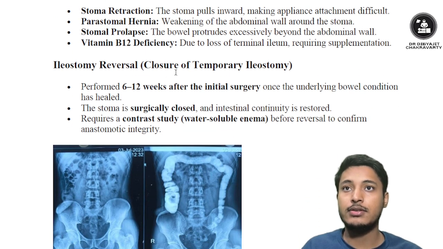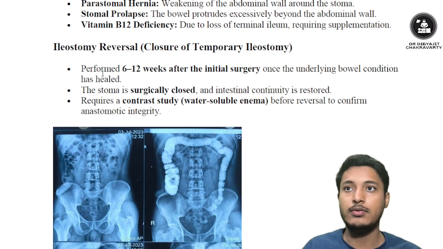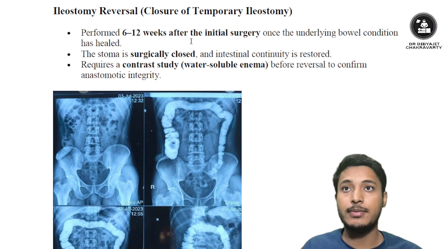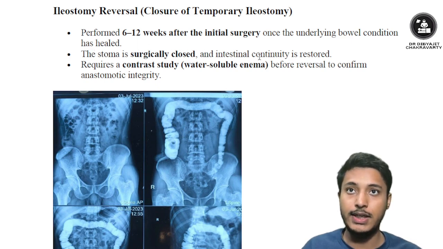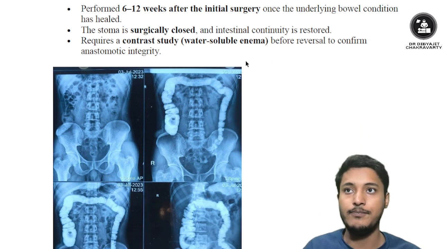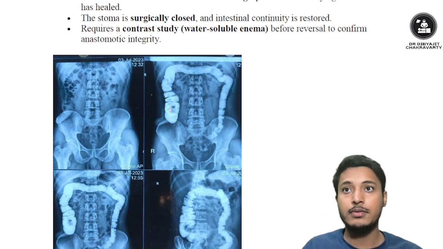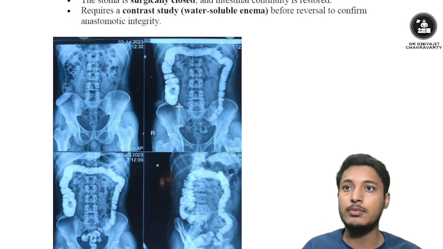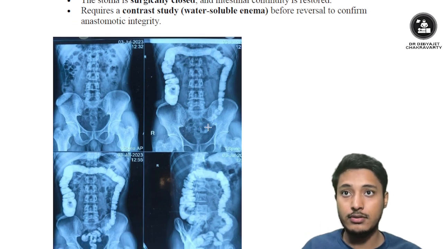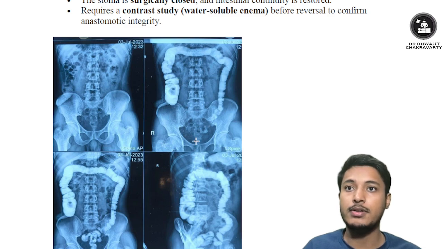Ileostomy reversal: there is closure of the temporary ileostomy, which is performed usually 6 to 12 weeks after the initial surgery once the underlying disease for which this ileostomy was done has resolved. The stoma is surgically closed and intestinal continuity is restored again. And the prerequisite before doing the closure of the stoma is the contrast study, that is the distal loop cologram or distal loopogram to visualize the distal colon so that there is no obstruction or the pathology has been resolved.